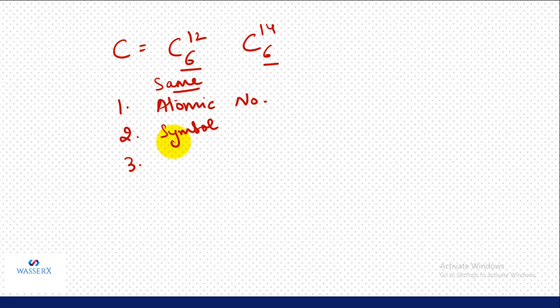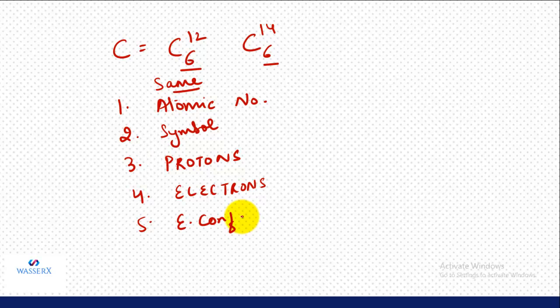Third, atomic number is the number of protons. So if the atomic number is the same, the protons are going to be the same. We know that the protons and electrons are always equal for an atom. So if protons are the same, the electrons are also going to be the same. Now if electrons are the same, obviously the configuration for both the forms is going to be the same. That means the valence shell, the valence electrons and also the valency are going to be the same for all isotopic forms.